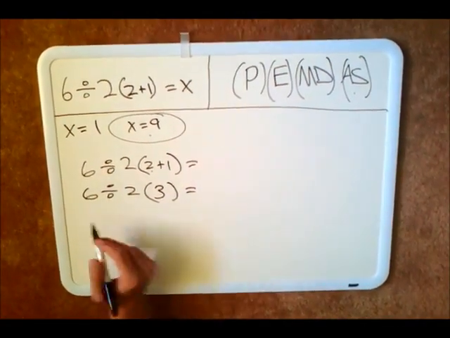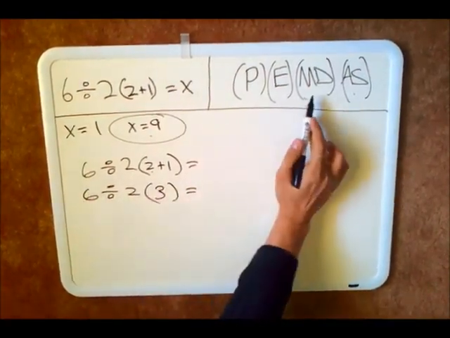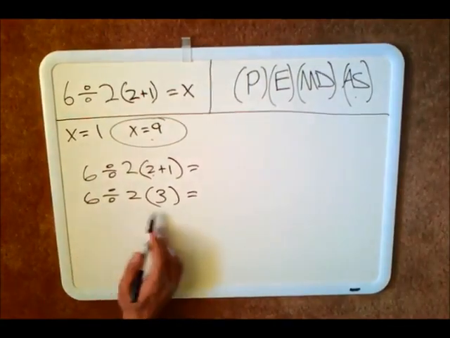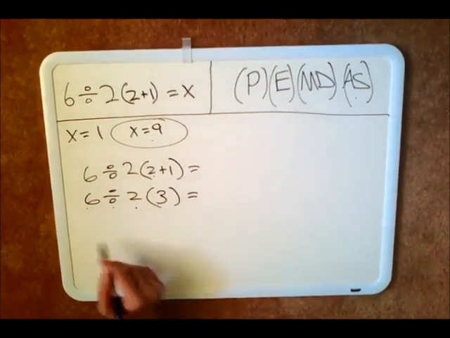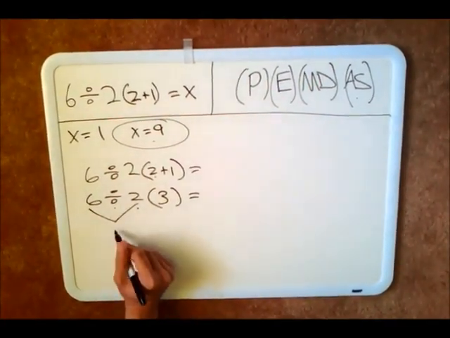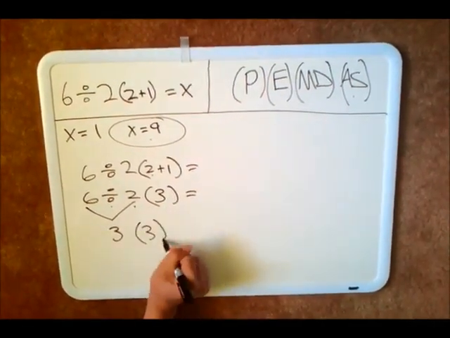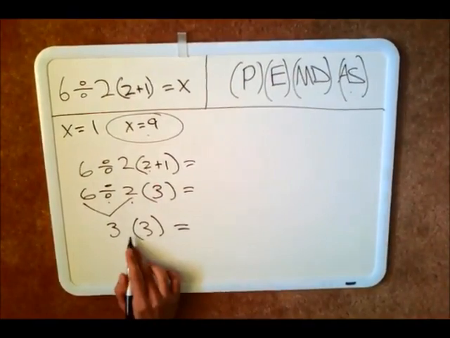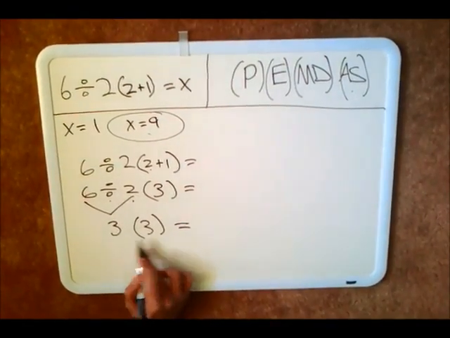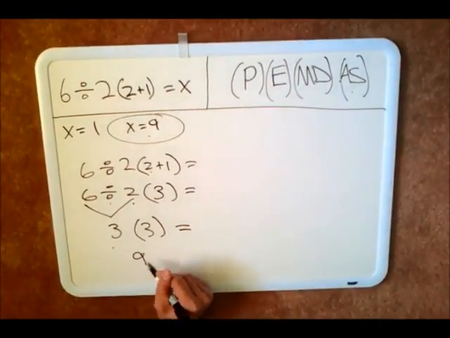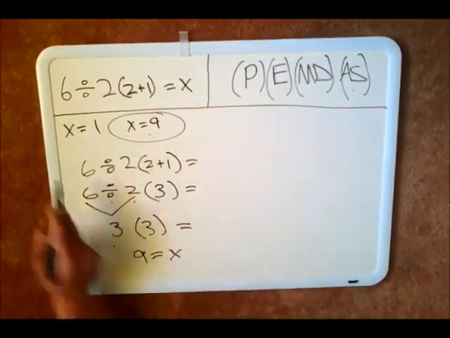The next step, of course, is whatever comes first, multiplication or division, from left to right. So, going from left to right, 6 divided by 2. You take 6 divided by 2, and you get 3. What's left is 3 times (3). Whenever you have a number next to parentheses, it's a multiplication. So, when you multiply these together, you get 9. So, x is equal to 9.